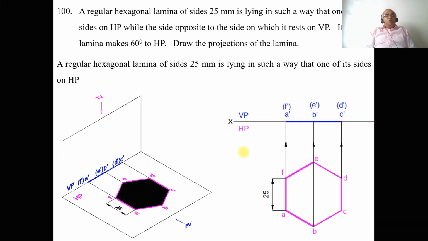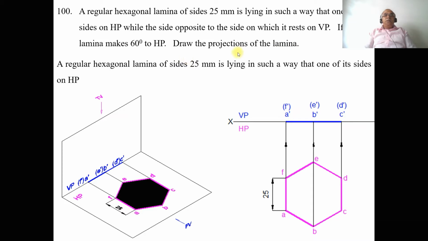Now, we're going to take up one more problem on projections of planes. How to analyze and solve this problem by using sketchbook. The problem number 100 reads: a regular hexagonal lamina of sides 25 mm is lying in such a way that one of its sides is on HP, while the side opposite to the side on which it rests is on VP. If the lamina makes 60 degrees to HP, draw the projections of the lamina.